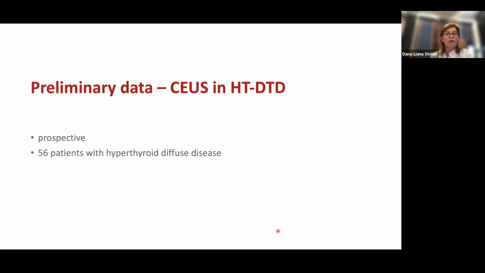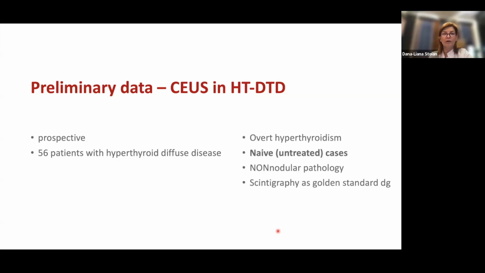study with more than 50 patients with diffuse hyperthyroidism. From the clinical point of view, they were not previously treated, they had no nodules, so it was a typical diffuse only overt hyperthyroidism. And of course, for the sake of the study itself, scintigraphy was used as the gold standard, because we have to have controls when you do research. And we did it grayscale and also contrast.